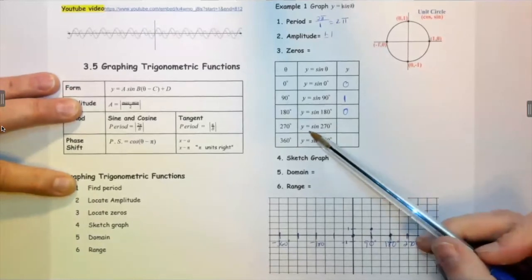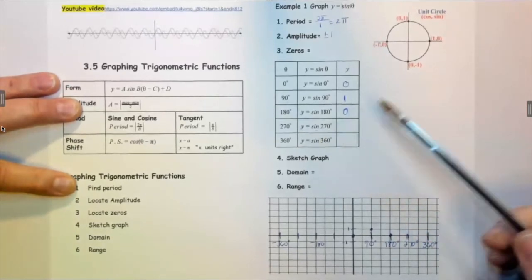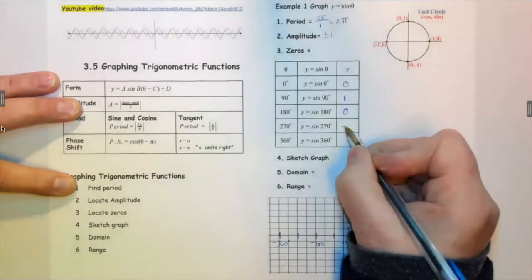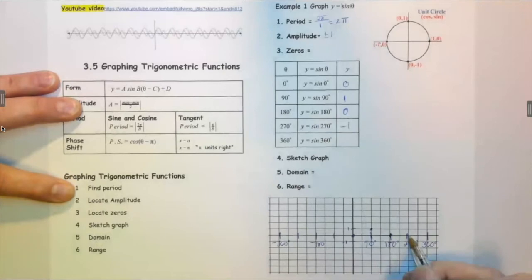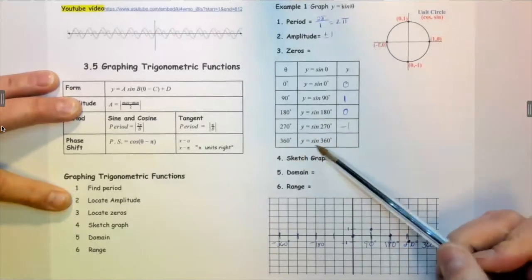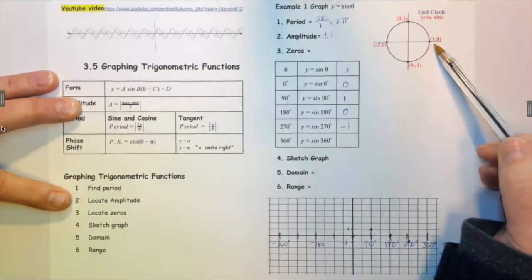What is sine at 270 degrees? Sine is negative 1. At 270 degrees, sine is negative 1. At 360 degrees to complete the cycle, what is sine? Sine is 0.